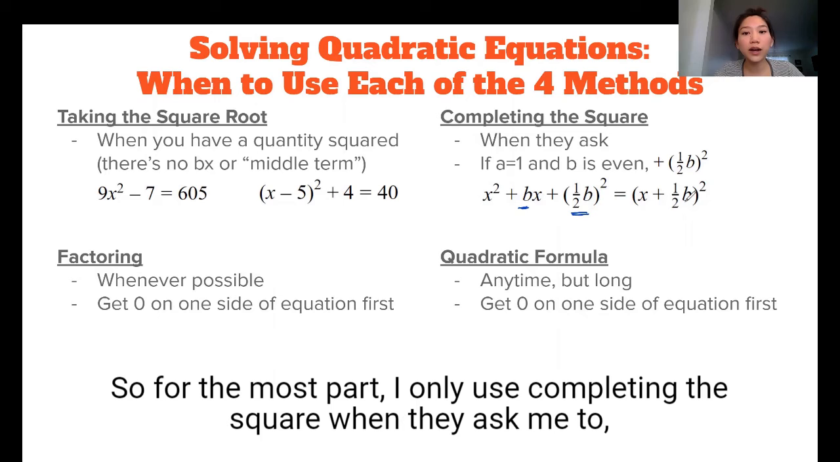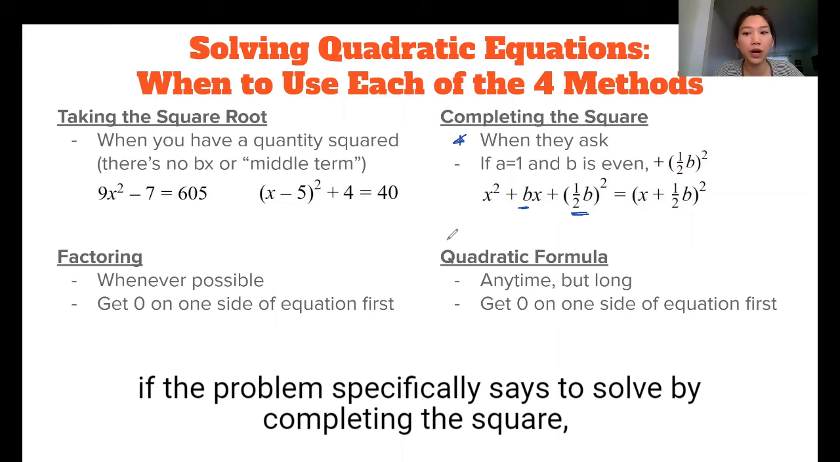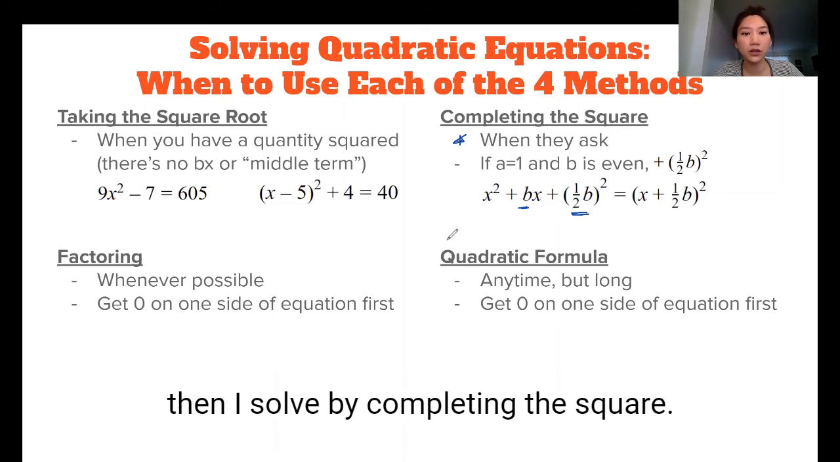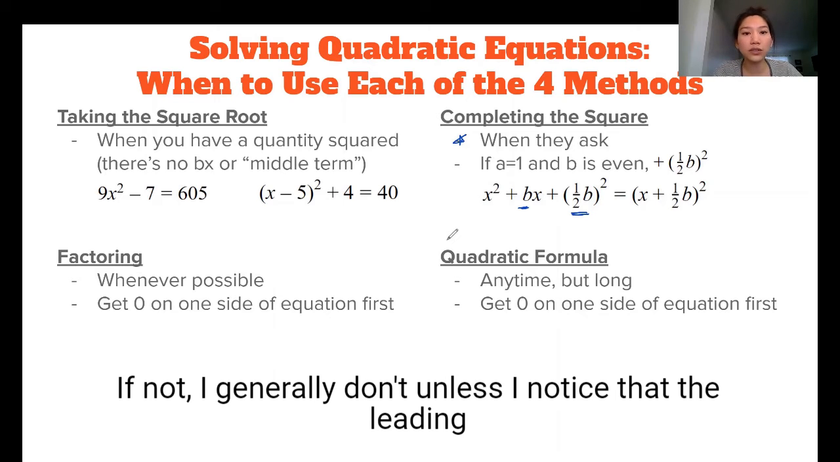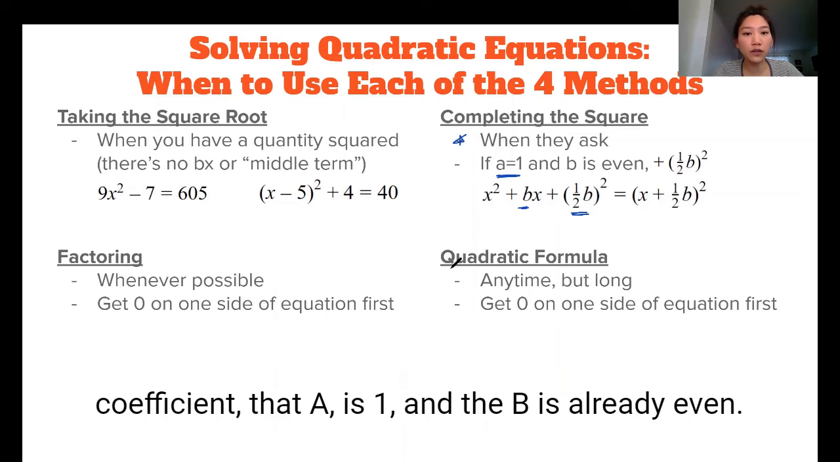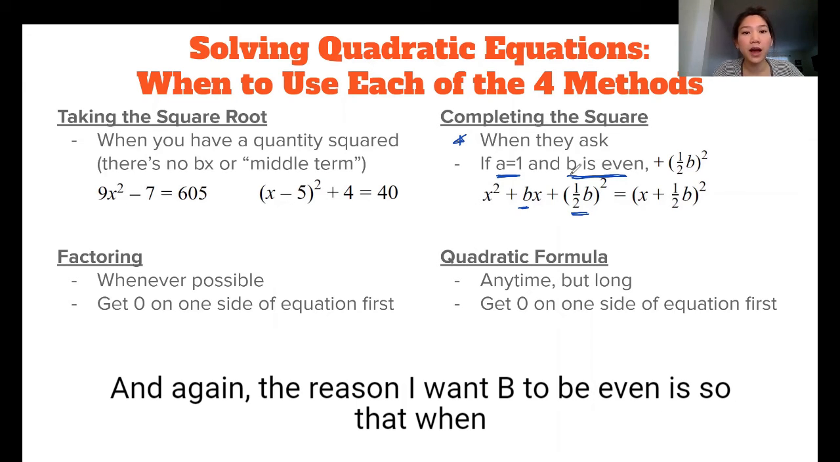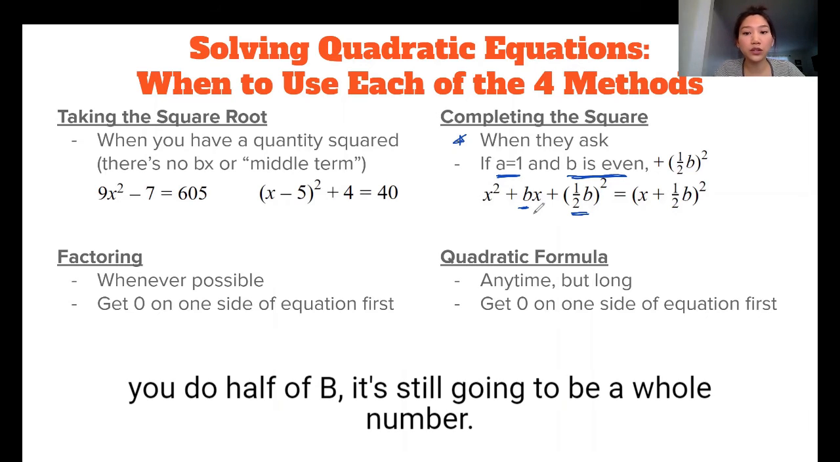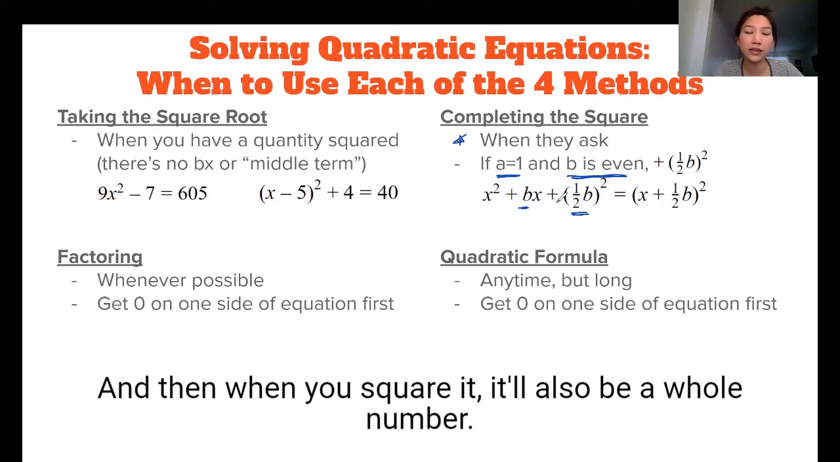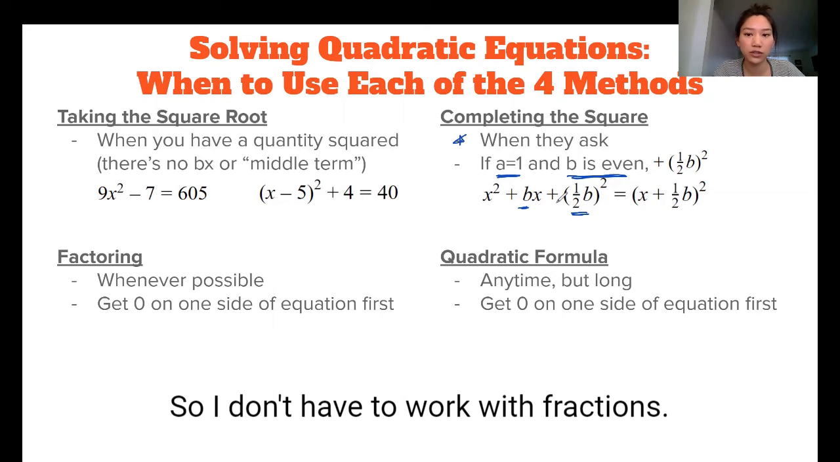So for the most part, I only use completing the square when they ask me to, right? If the problem specifically says to solve by completing the square, then I solve it by completing the square. If not, I generally don't, unless I notice that the leading coefficient, that a is 1, and the b is already even. And again, the reason I want b to be even is so that when you do half of b, it's still going to be a whole number. And then when you square it, it'll also be a whole number.